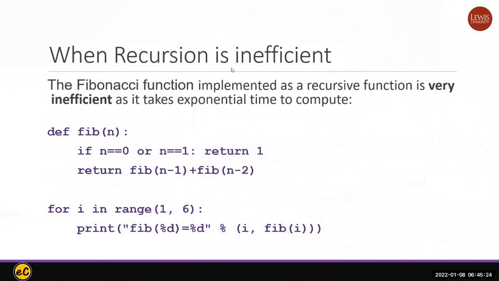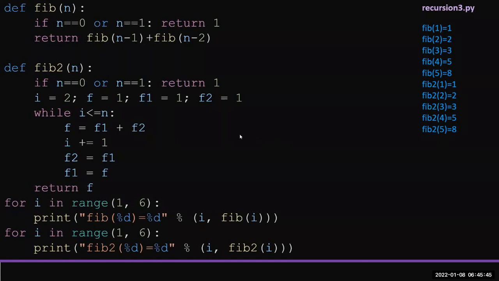And recursion is inefficient. This one is inefficient because it would explode in exponential time. So usually an iterative function may be faster than a recursion if you do not write the recursion correctly. So in this one we use the while loop to implement it. It will be faster than recursion.